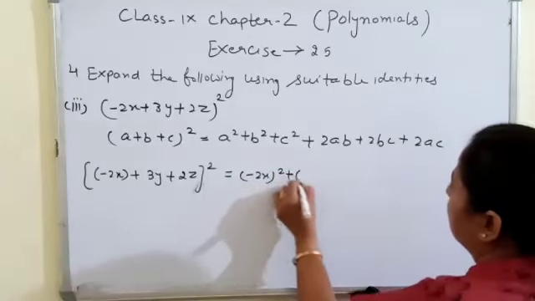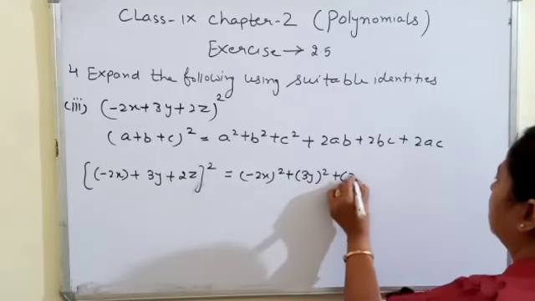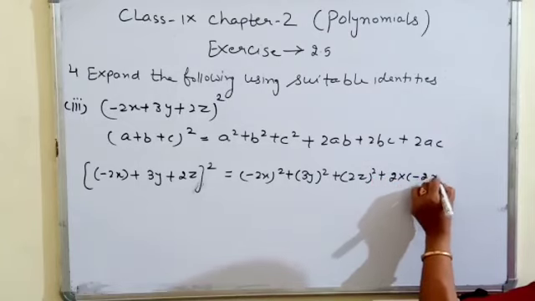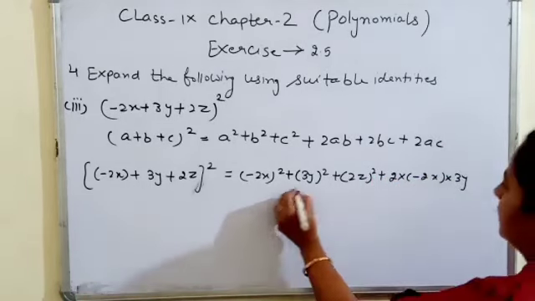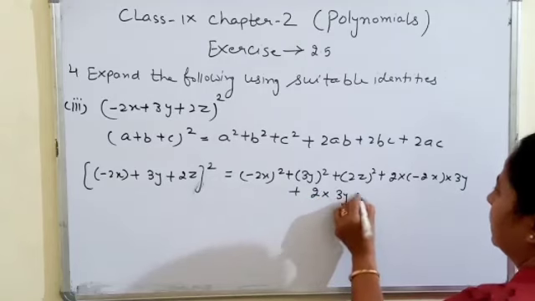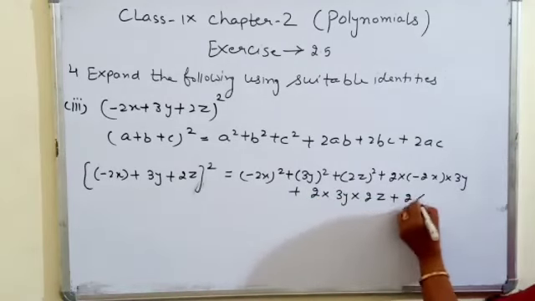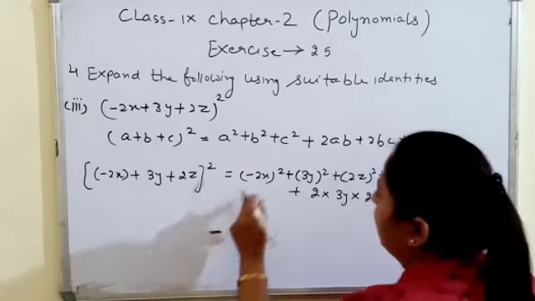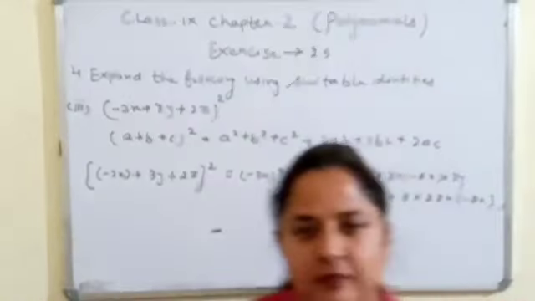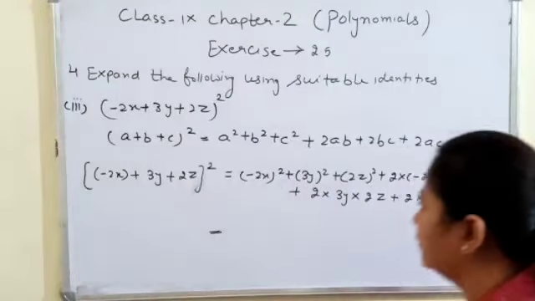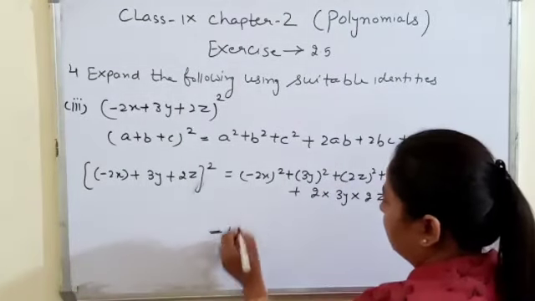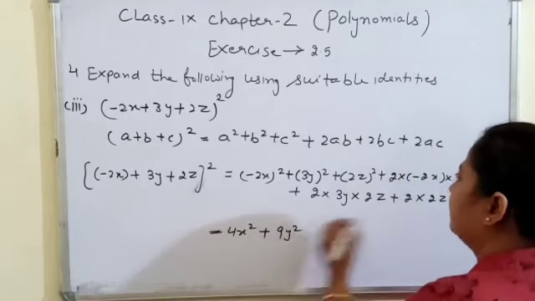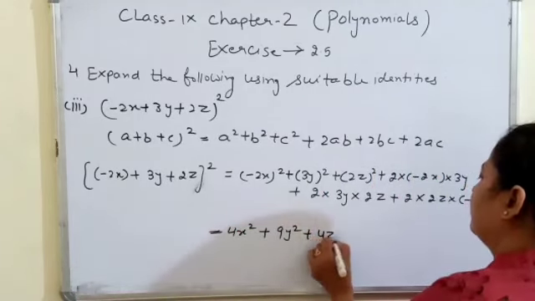a square plus b square plus c square plus 2ab, 2bc, 2ca. Minus 2x, minus 2 is having power even number, so result for this is positive. So 2x whole square will be converted into 4x square, 3y square, that is 9y square, 2z, 4z square.